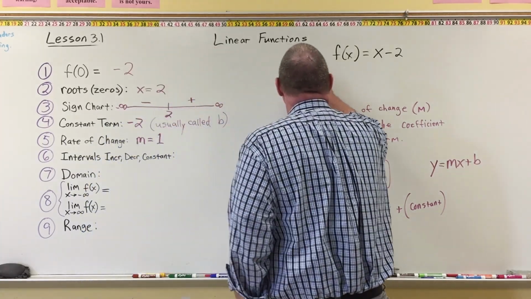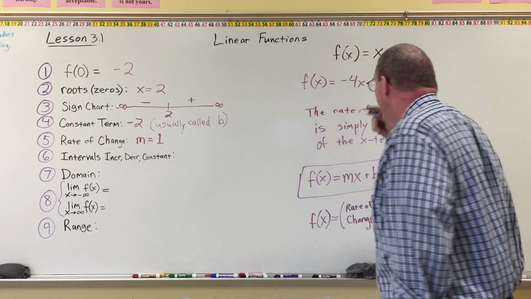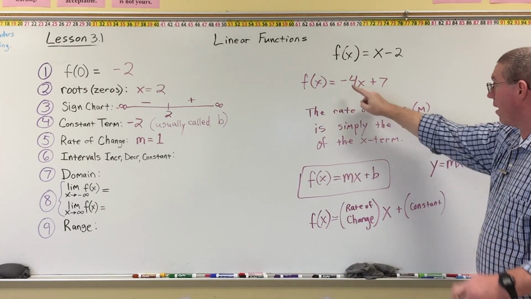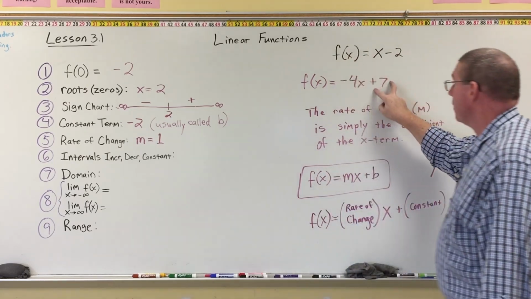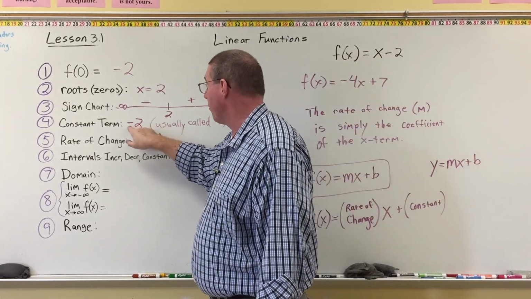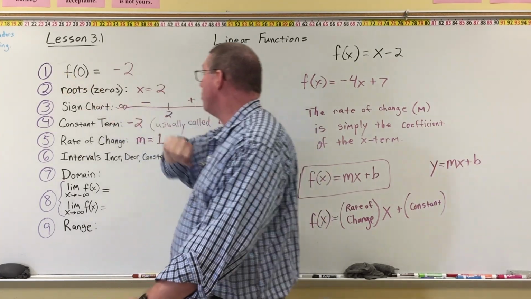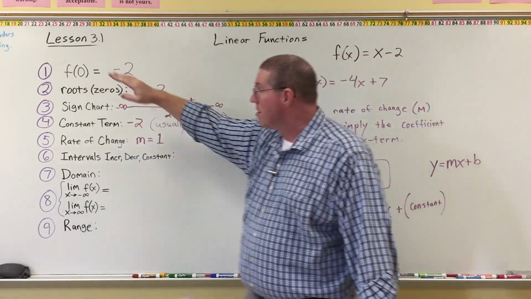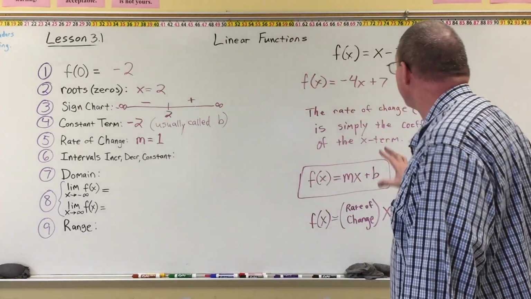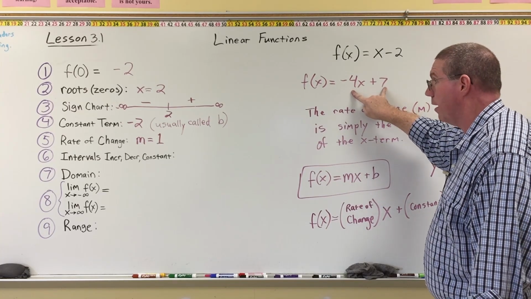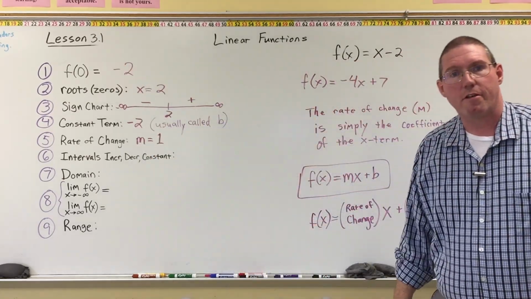So if I said f of x is equal to negative 4x plus 7, well, that means the rate of change is negative 4. So over here under rate of change, you can just say m is equal to negative 4. The constant is 7. You can just put that right here. Number 4, constant term is 7. And since we already said that the constant term is always equal to f of 0, you can put a 7 up here. So you can see that of these 9, 3 of them can actually be answered really quick just based on what the linear function looks like, okay? Rate of change is negative 4, constant term is 7, f of 0 is 7. Now we only have 6 left to answer.